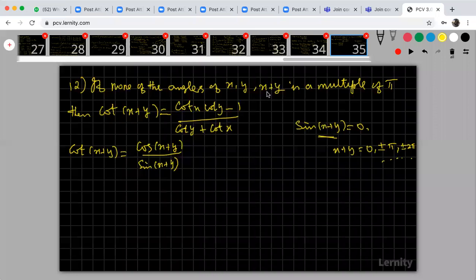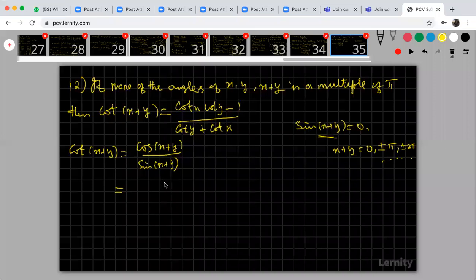So if this is not a multiple of pi, then this will exist, because sin of x plus y is not equal to 0. Only at those angles it is equal to 0, but we are considering that these angles are not a multiple of pi. Therefore, this is not equal to 0, which means cot of x plus y exists. Okay.